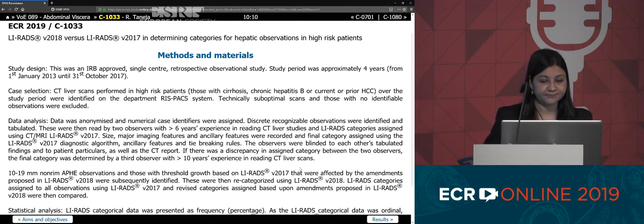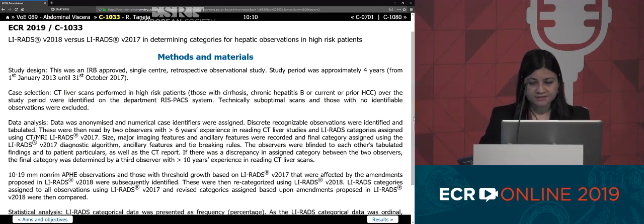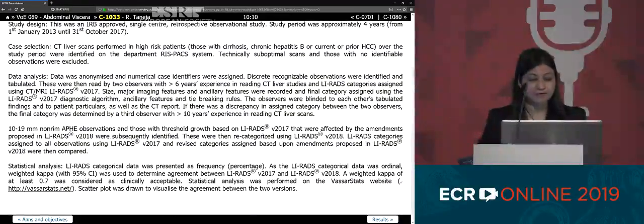determine the final category. Subsequently, the 10 to 19 millimeter APHE observations and those that demonstrated threshold growth based on LI-RADS version 2018, that were affected by the minor amendments proposed in version 2018, were identified. These were then recategorized using the version 2018 criteria. So that was simple. Subsequently, statistical analysis was performed, where a comparison was done between the 2 versions using weighted kappa and scatter plot.